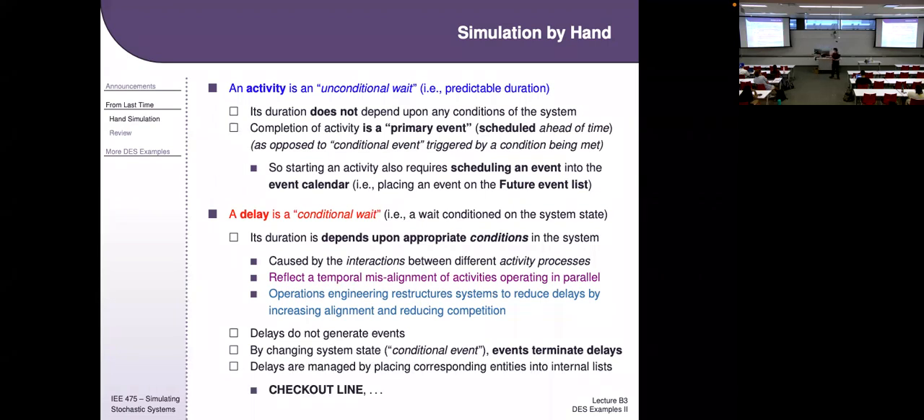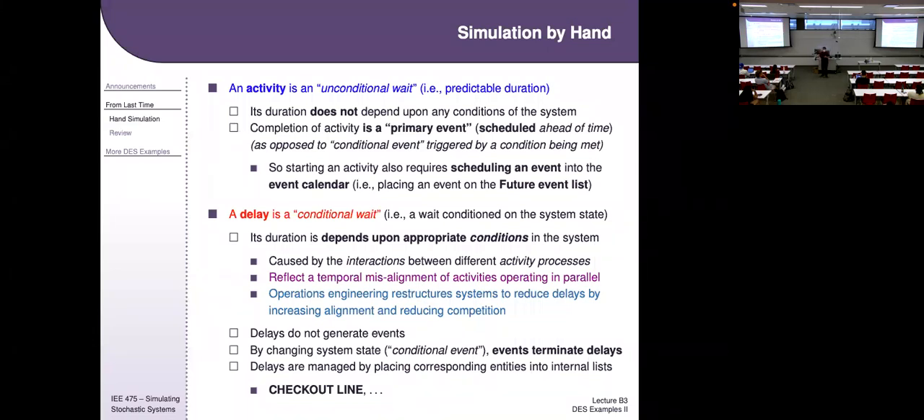All right, so we keep track of all these delays, as I'm hoping you're seeing now as you do these hand simulations, by placing entities onto internal lists, like the checkout line. So if a customer can't get into a server because the server isn't available, we put that customer into a checkout line, which basically just keeps track of how many customers are in a queue. And then we can use that queue in our logic, so we can effectively generate conditional events later.